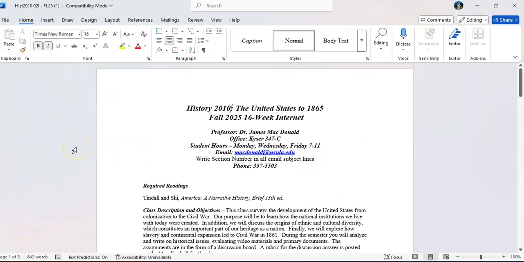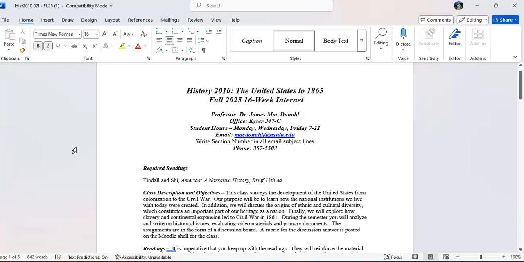My general rule is keep it simple as far as the syllabus goes. So you can see my information is there. I am located in Kaiser Hall, 347C. I'm usually there Monday, Wednesday, and Friday before my 11 o'clock class, but I'm guessing that most of you will elect to contact me through email. My email is MacDonaldJ at nsula.edu. I'm going to ask that you write the section number in all of your emails to me, depending on what 2010 section you are in.